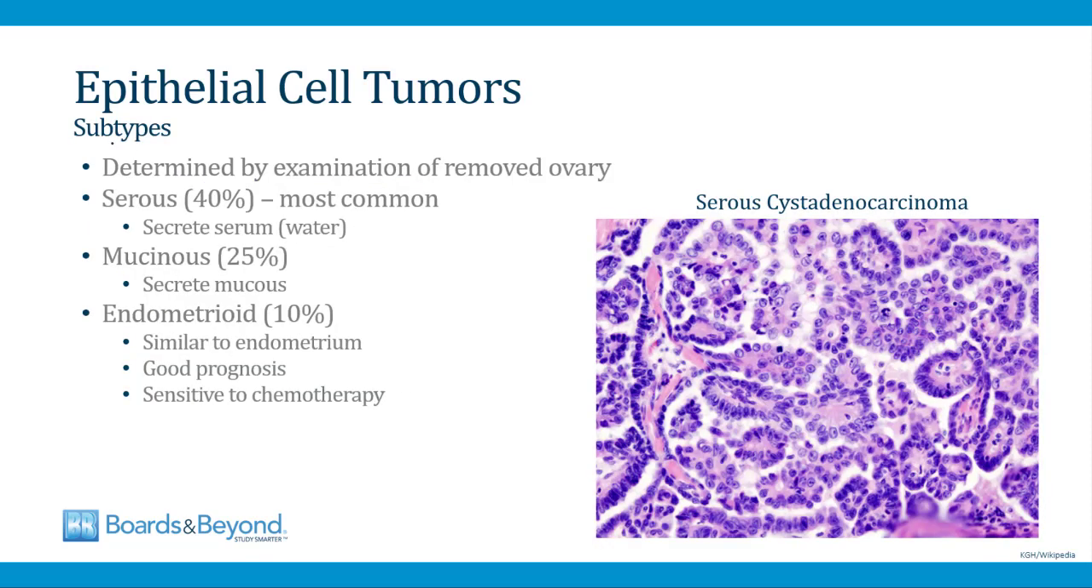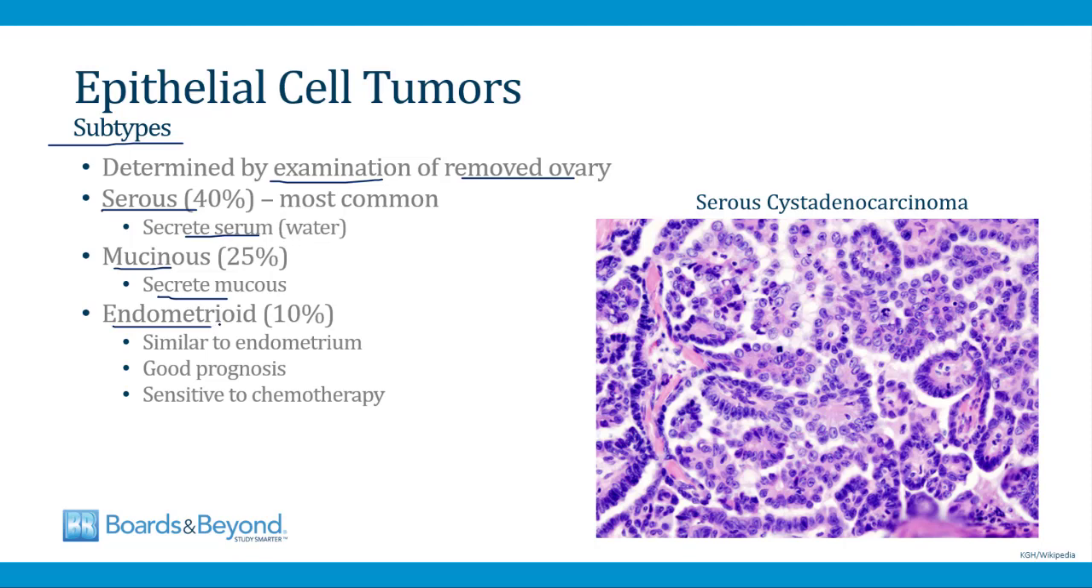There are a number of subtypes of ovarian epithelial cell tumors. The subtype is determined by microscopic examination of the removed ovary after surgery. The most common subtype is the serous subtype. It gets its name because it secretes water or serum. There's also a mucinous subtype which secretes mucus, and there's also an endometrioid subtype.